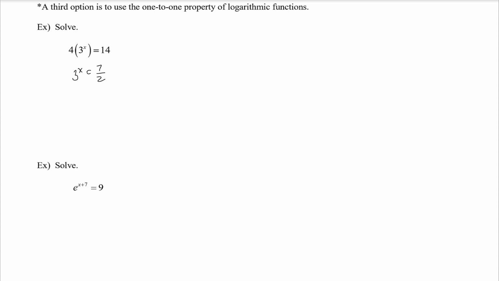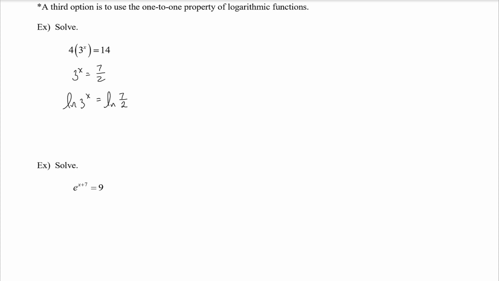And then I could use my one-to-one property from logs, which says that if two numbers are equal, then their logs are equal. So for example, 3 to the x is a number, and it equals 7 halves. That's a number. So if these two numbers are equal, then their logs are equal. And you're thinking, which logs? Well, it turns out any log you want. You can pick any base you want. So for example, I could say their natural logs are equal. So if two numbers are equal, their natural logs are equal.